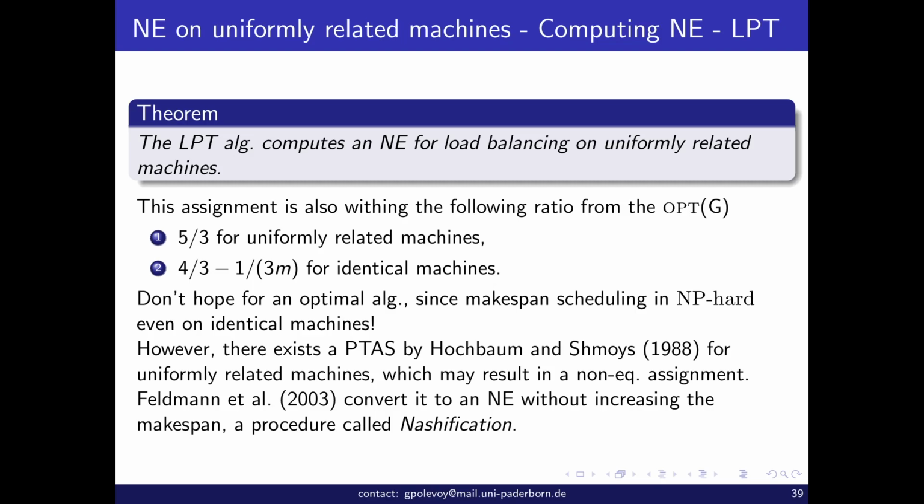Now, what about finding an optimum Nash equilibrium? Don't hope for an optimum algorithm even without an equilibrium, since just finding an optimum Makespan is NP-hard, even for identical machines. What we can do is a PTAS. It means that for any given epsilon, we have an algorithm which approximates with at most a 1 plus epsilon ratio. And the time is polynomial, but the epsilon may be in the exponent. So you have an arbitrarily good approximation, but the time is not always behaving well with respect to the approximation factor. There is this old PTAS by Hochbaum and Shmoys from 88.